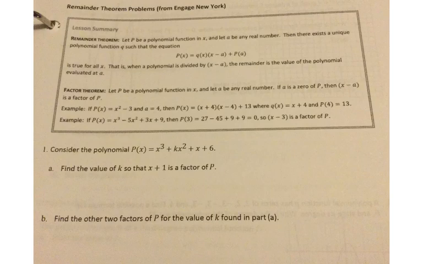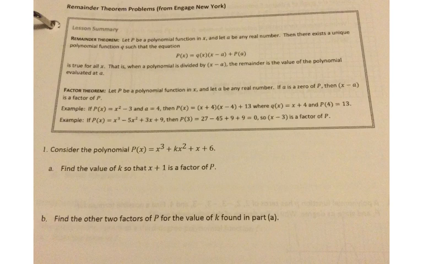So I looked up here at the remainder theorem. This is, I think, convoluted. Let's just try to go through it. Let P be a polynomial function in X, and A is any real number. Then there exists a unique polynomial Q such that I can write my original polynomial P as Q times X minus A plus some P of A. It's true for all X.